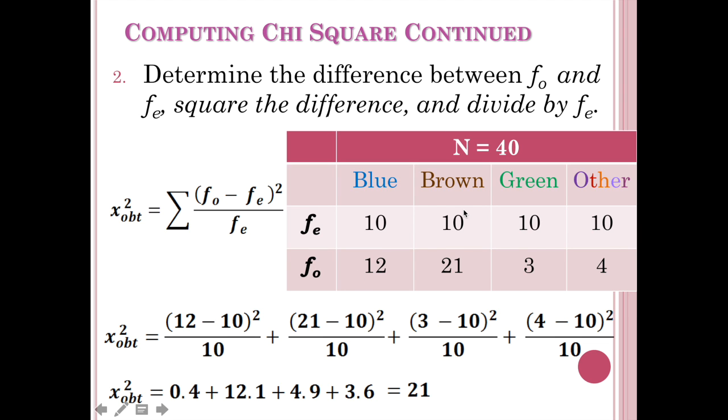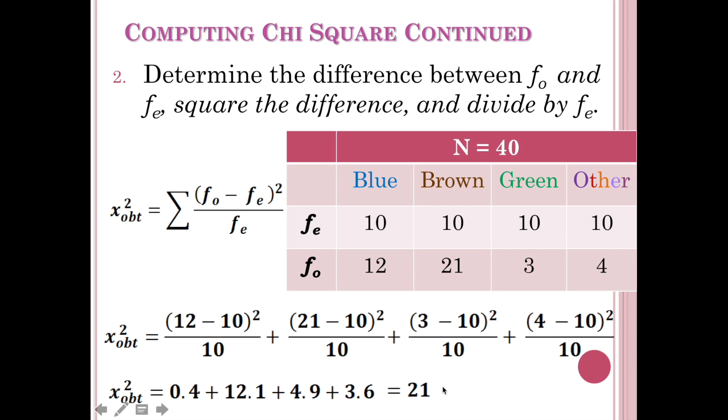Okay, same thing here for brown. My 10 is my frequency expected, but 21 is my frequency observed. I take 21 minus 10 and square that, and then divide by 10. I'm going to do that for each one of the categories. So I have my blue eyes here, my brown eyes here, my green eyes here, and all my other different color eyeballs right there. And I get a chi-square obtained of 21.